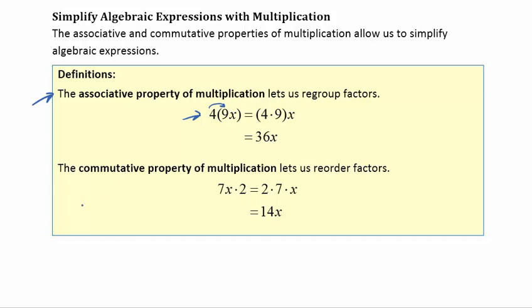The commutative property of multiplication lets us reorder factors. So here, if I had 7 times x times 2, notice the x is kind of in between these two numbers that I could multiply together. Well, the commutative property allows us to move that factor without changing the value of anything, so that I can multiply the 2 times the 7 first to get 14x.